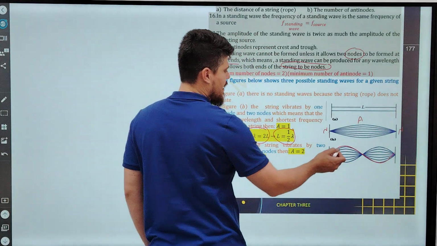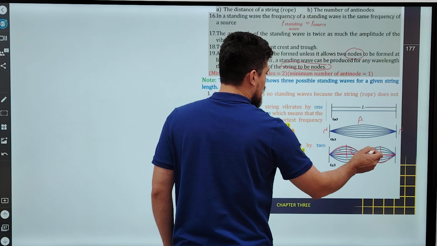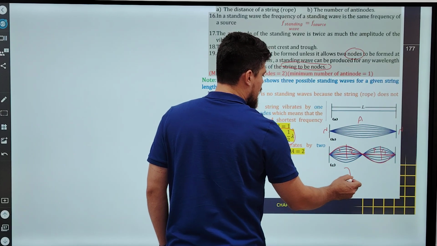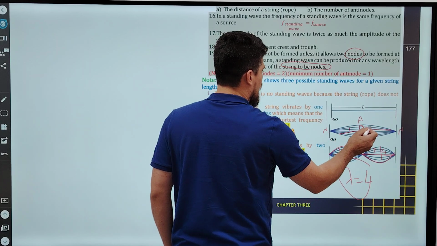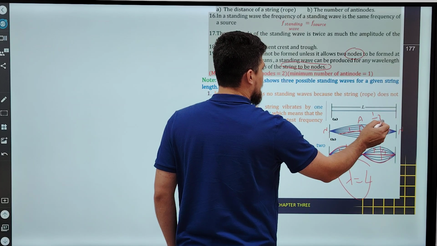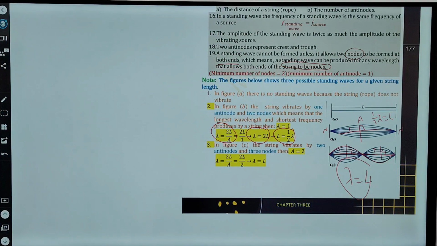For figure C, how many wavelengths do we have? 1 wavelength. Okay? How many quarters do we have? 4. 1, 2, 3, 4. So that is why wavelength is equal to L. But in this case, we have 2 quarters. Half wavelength is equal to L. That is why wavelength is equal to L.